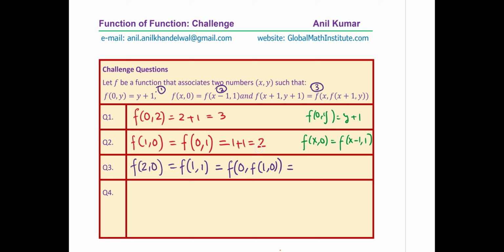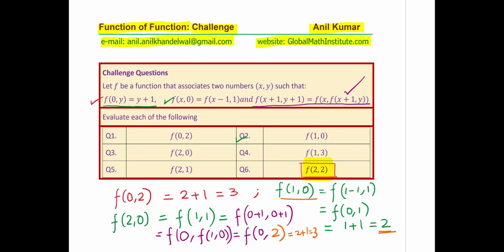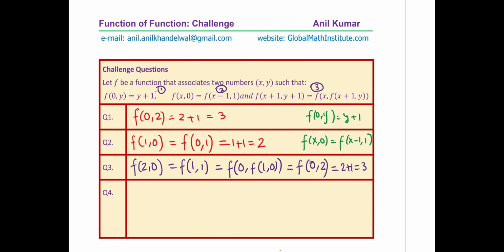F of 1, 0 we already found. So we can now write this as f of 0, 2. And since we know one of the zeros has come, we could use formula number 1 and get the value 2 plus 1, which is equal to 3. Is that clear to you? So I'm doing it again and again so that you understand how we apply these formulas and get our result. Now let's do question 4, which was f of 1, 3. So let's figure out what f of 1, 3 equals.